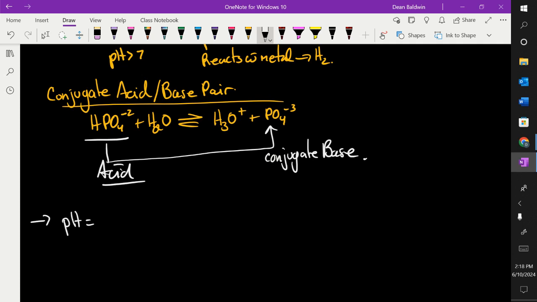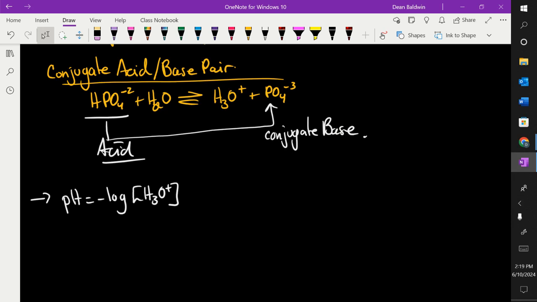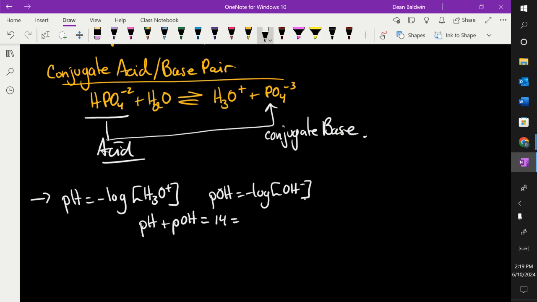What does pH equal? Negative log the H3O plus concentration, or you could say H plus, the proton concentration. pOH would be negative log of OH minus. What does pH and pOH equal if you add them together? Water. Equals 14, but I know what you're saying.